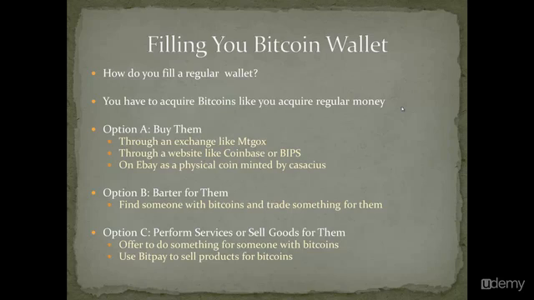Remember, Bitcoins are real money and people trade real money for them, so you're not going to get them for free. You have to do something for them. And there are three options. You can either buy them, you can barter for them, or you can perform services or sell goods for them, just like real life with real money, like the US dollar.